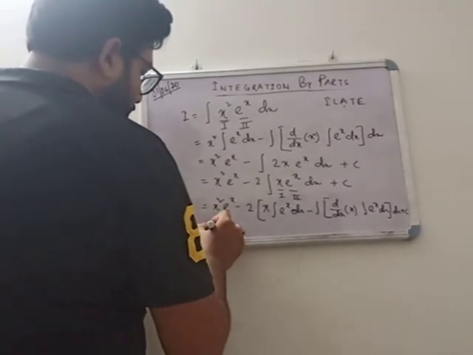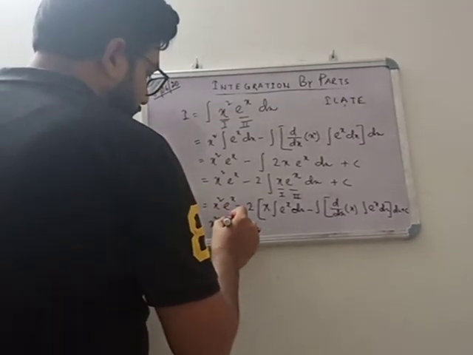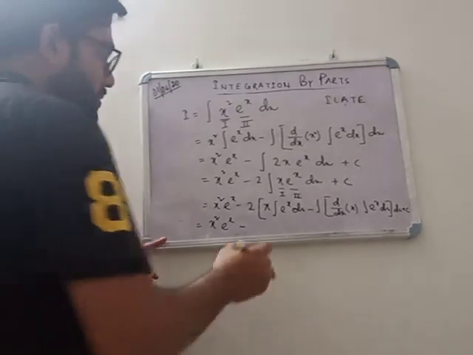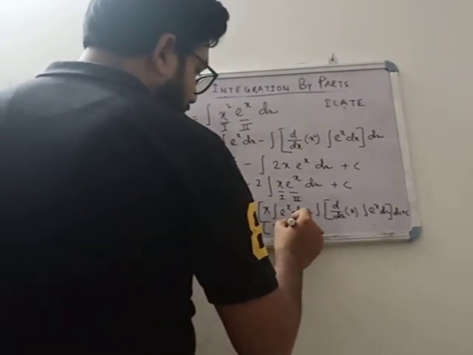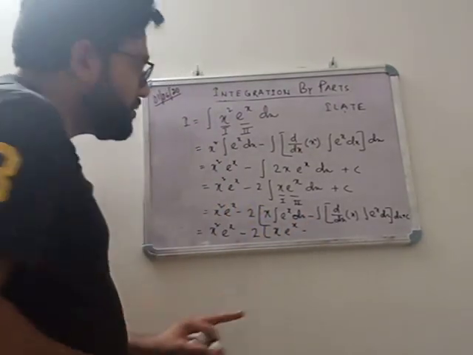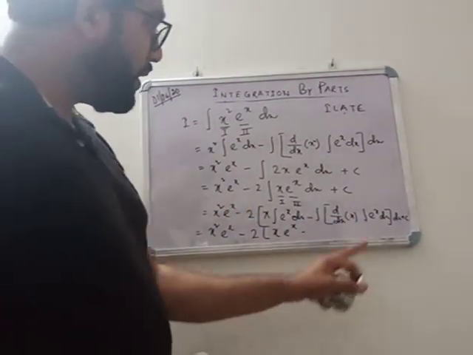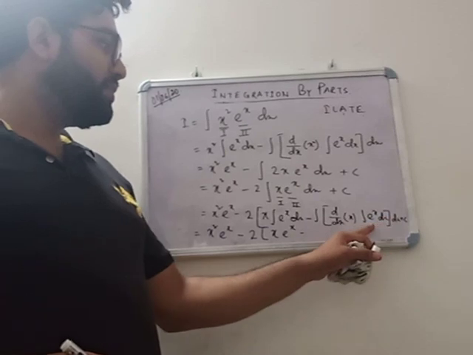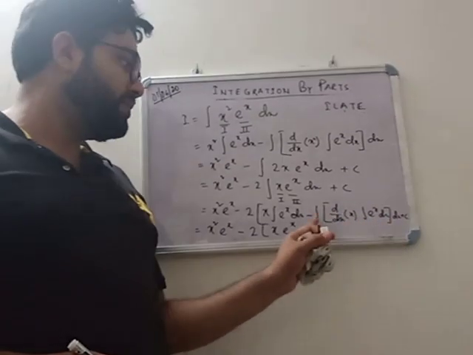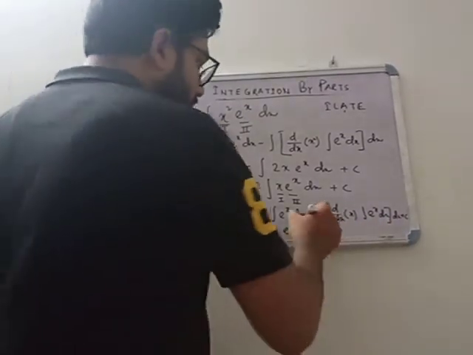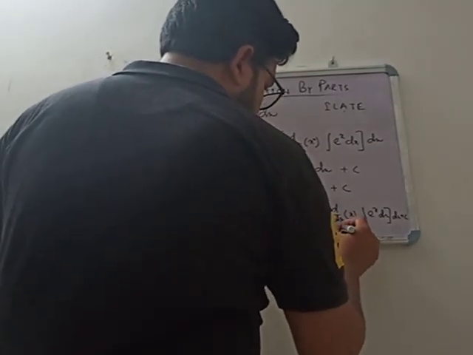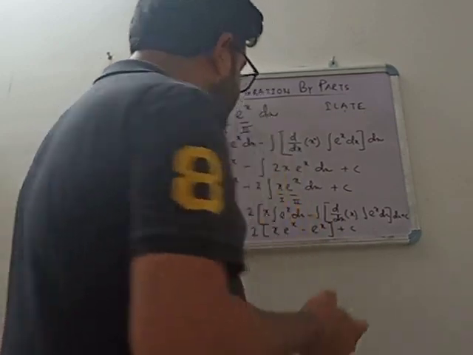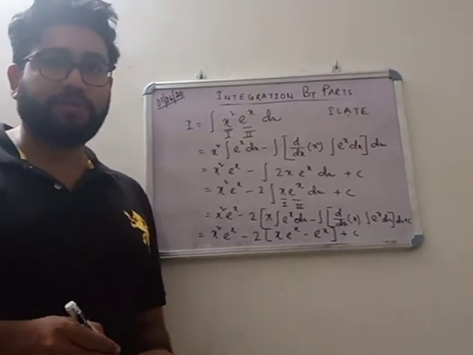This equals x² e^x minus 2 into x e^x minus d/dx of x, this is 1, and integration of e^x, this is e^x, and also e^x, this is e^x. So e^x here plus c, where c is an integration constant.